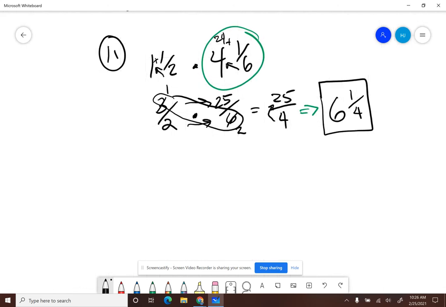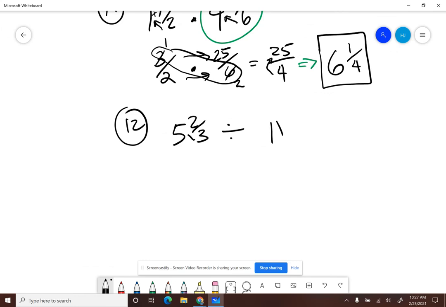All right, last but certainly not least, number 12 would be 5 2/3 divided by 11. Again, I've got to convert this to improper fractions before I could actually do this problem. So 3 times 5 is 15. 15 plus 2 is 17. So 17/3 divided by, now I need to make this a fraction, right?